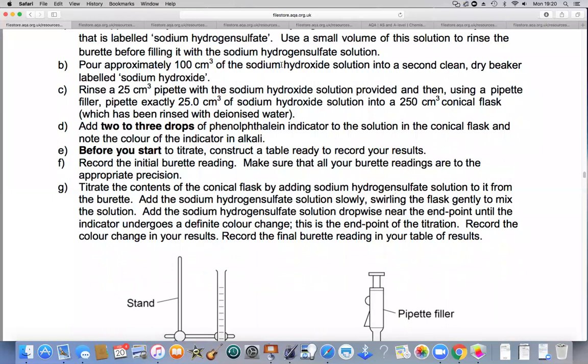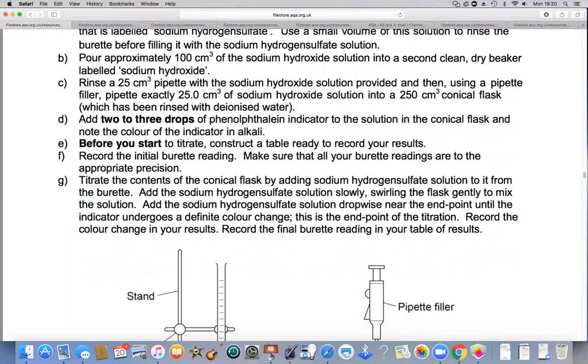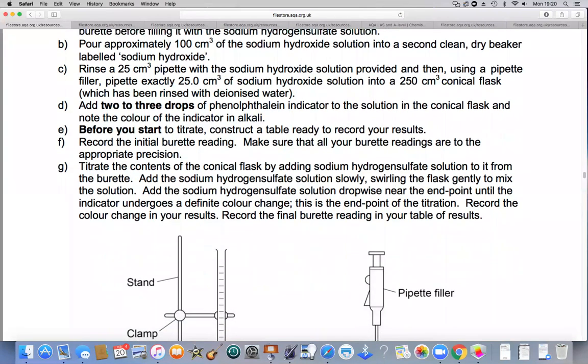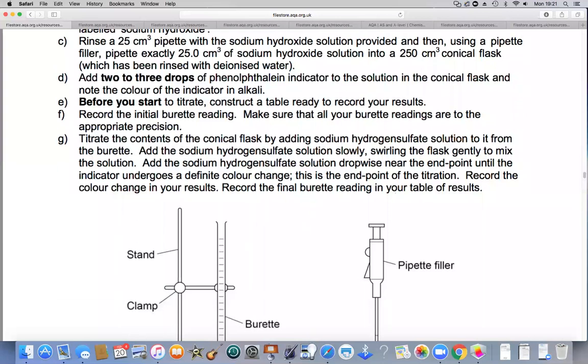And then your sodium hydroxide of unknown concentration, 100 into a beaker, and then pipette it. Pipette 25 into a conical flask, which has been pre-rinsed with deionized water. It doesn't actually matter too much if there's a little bit of deionized water left in your flask, because you're still going to have the same number of moles of sodium hydroxide going into it, so it shouldn't affect your titer value. 2 to 3 drops of phenolphthalein in the conical flask. A couple of drops of phenolphthalein in alkali.